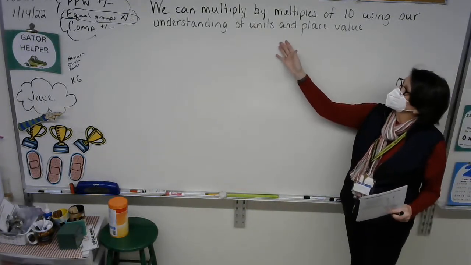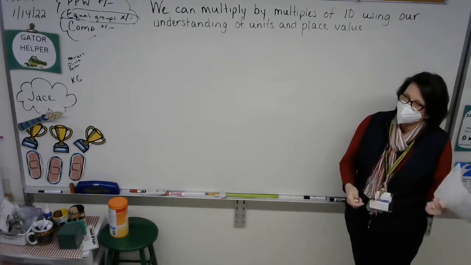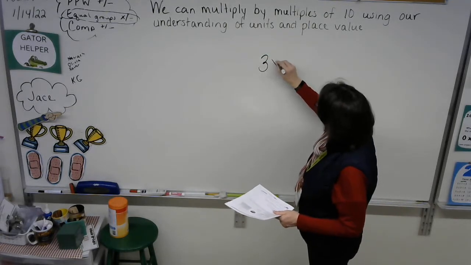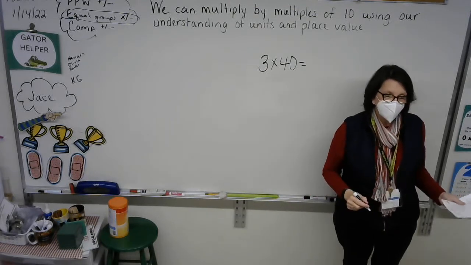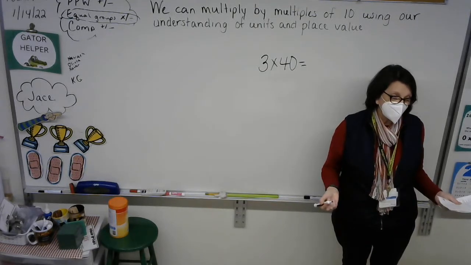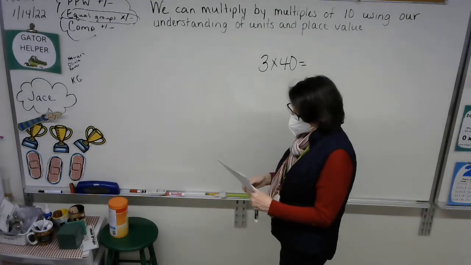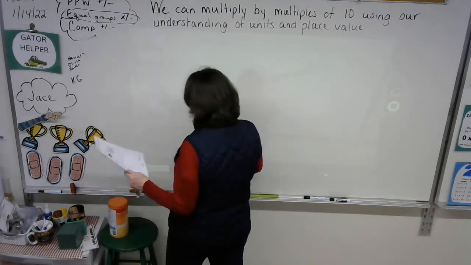We're going to be learning how to multiply by multiples of 10, using our understanding of units and of place value. So what does that mean? It means learning how to multiply 3 times 40, okay? Looks like it might be difficult, but it's not. It's actually very, very simple, but I do want to make sure you understand the concept behind it. So this first video for friends at home is going to be all about fluency.